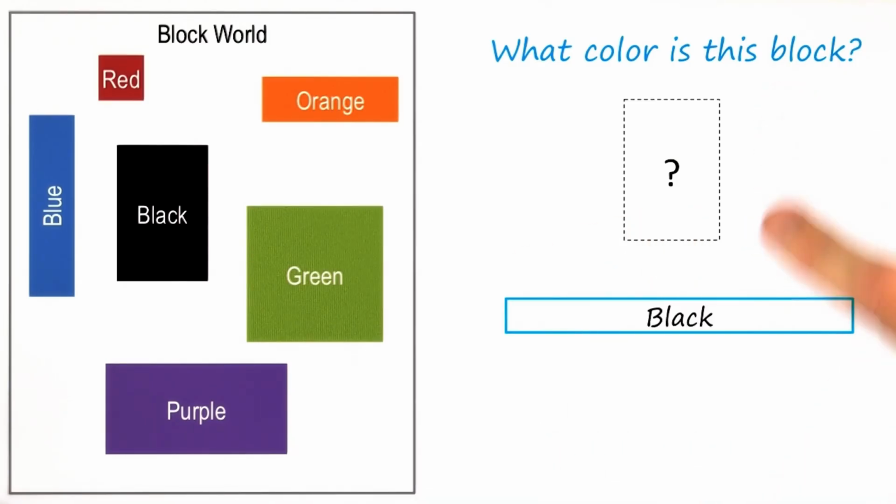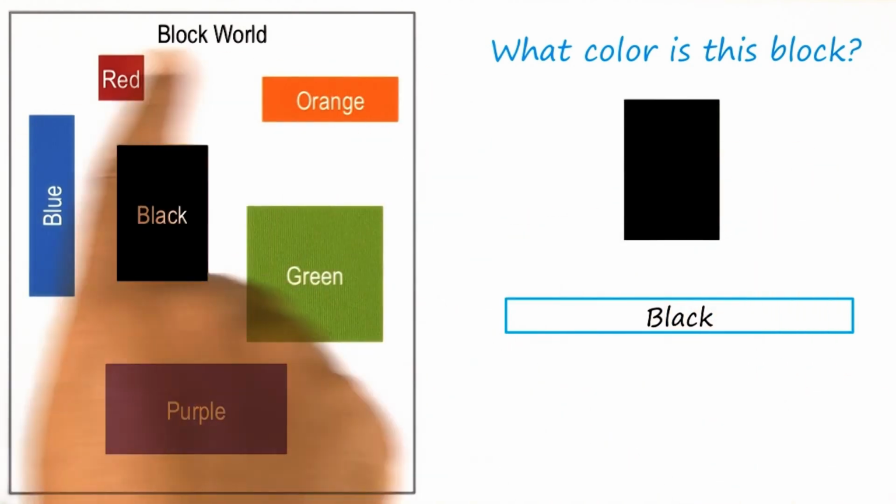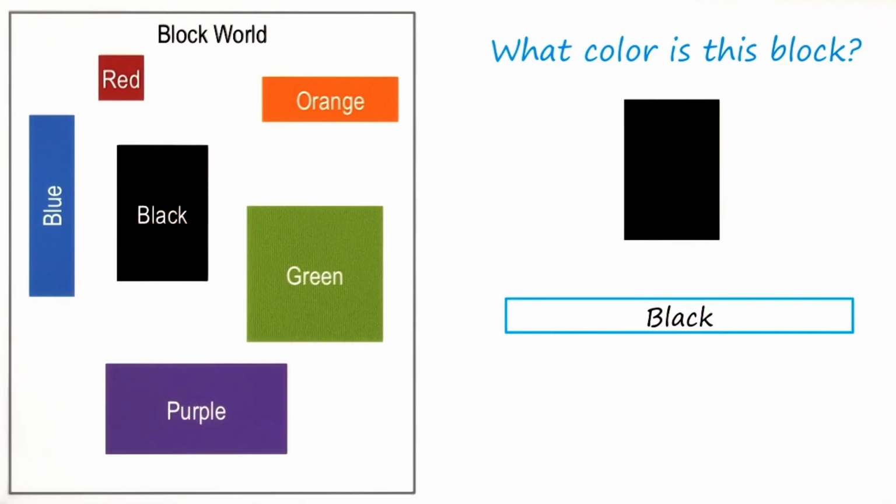So based on the shape, size, and orientation of this block right here, it looks like it's most similar to the black block on the left, so I'm going to say that the block is black. You're right, David. Of the various blocks given here, this block best resembles the black block, and therefore the best guess would be that this is in fact a black block.